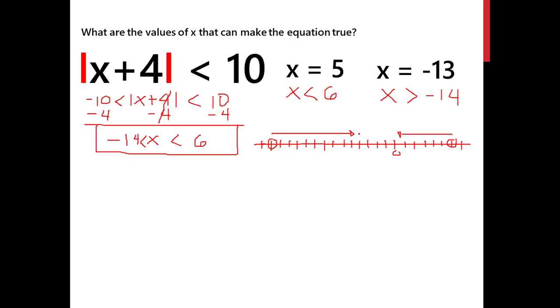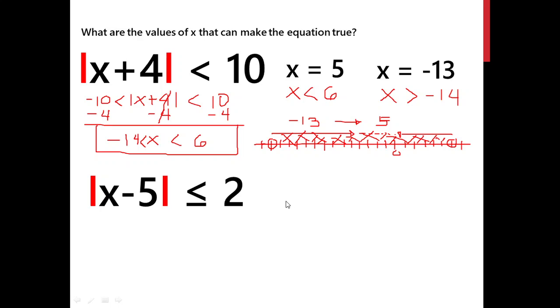Now, eventually, these arrows will meet, and therefore, all the numbers here in between our open circles are possible answers to our inequality. So therefore, the answer here would be from negative 13 going to positive 5 are solutions to our inequality. Now let's have one more example.